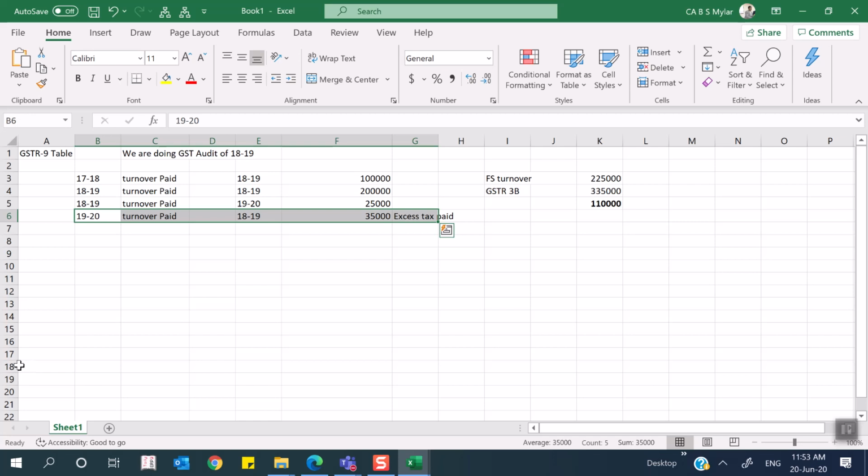Yes, sir. In the validation sheet, you are telling whether you are... Yes, you have to add, sir. 10 you have to add. Then also you have to add 10 only, sir.